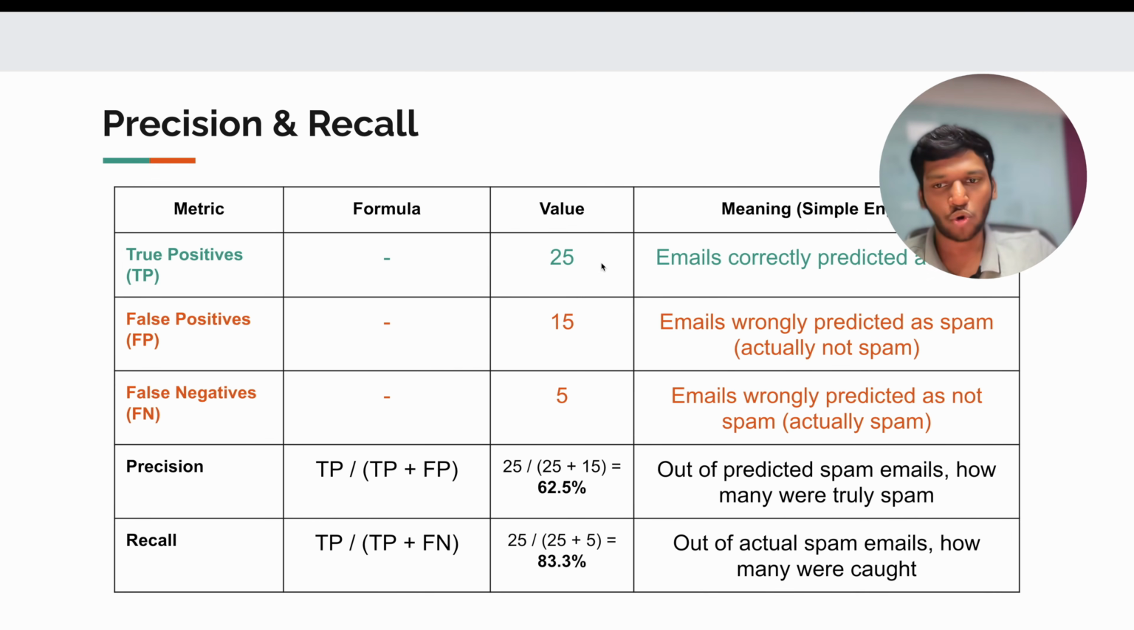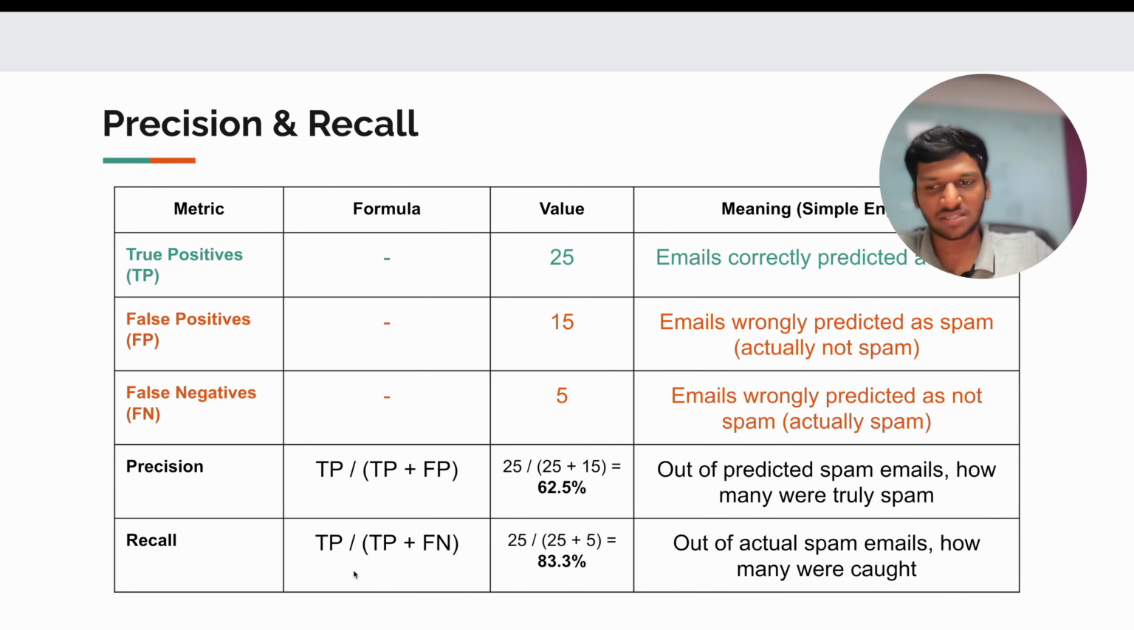Precision is true positive divided by true positive plus false positive. So we are trying to predict, out of predicted spam emails, how many were truly spam. So what are all predicted as spam? Both things are predicted as spam. Out of these, how much is correct? 25 emails are correct. So 25 divided by 25 plus 15, true positive divided by true positive plus false positive. So out of 100% of emails which you have predicted as spam, only 62.5% is really spam.